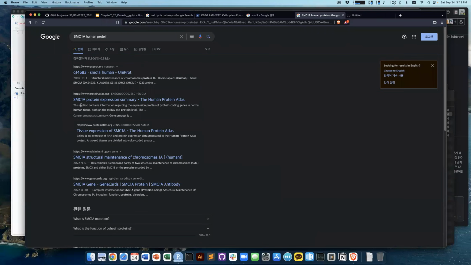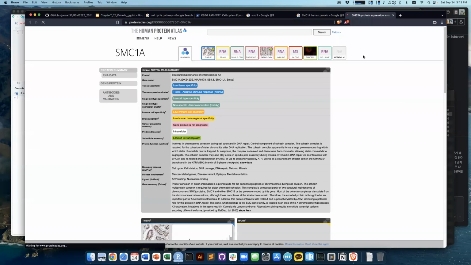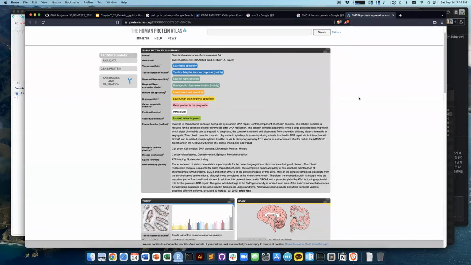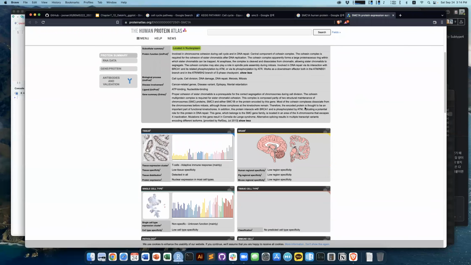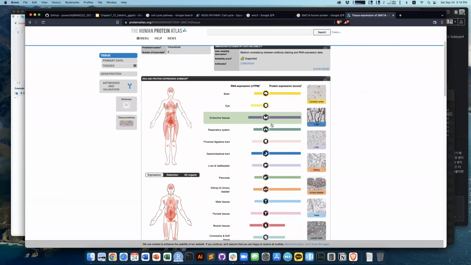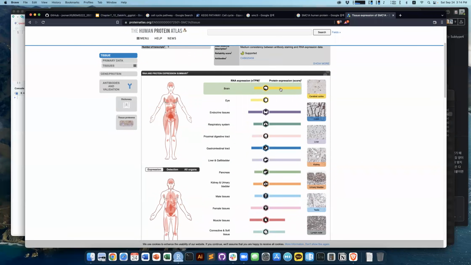Okay, so we will look at the SMC1A protein expression in the Human Protein Atlas database. So you want to know which organ or which tissues have high expression for this gene, right? So there is some information about tissue expression. So you can click that tissue. Then you can see expression of RNA, this is the gene expression, and expression of protein.